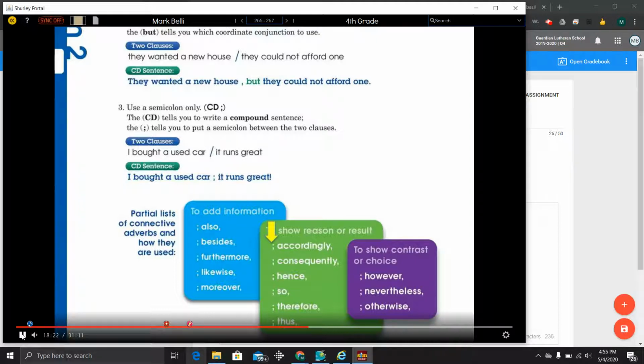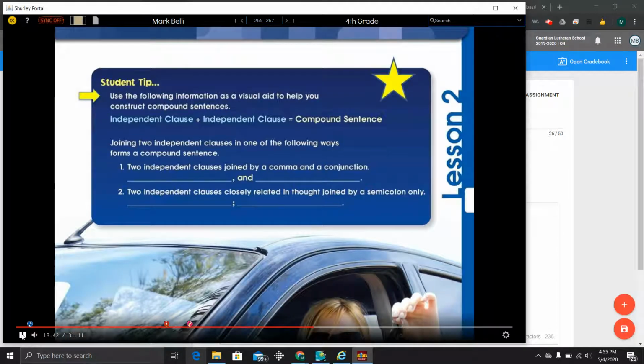When using these connective adverbs, it's very important that you recognize the punctuation that goes along with using these connective adverbs. The semicolon will need to be placed before the connective adverb, and the comma will need to be placed after the connective adverb. Today's student tip has some very important information, so please pay attention. Use the following information as a visual aid to help you construct compound sentences.